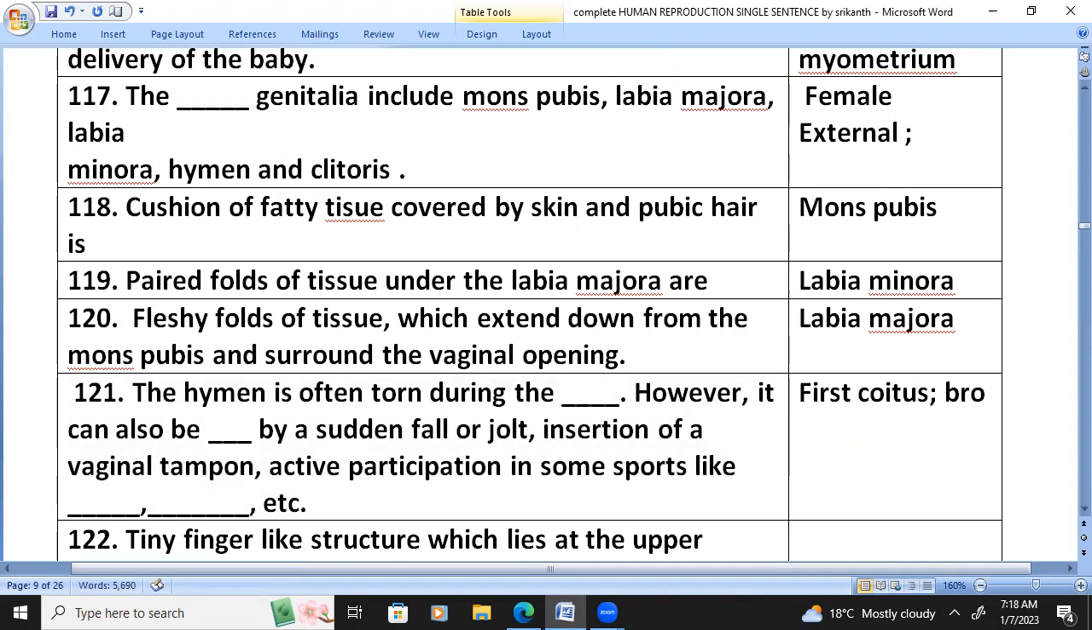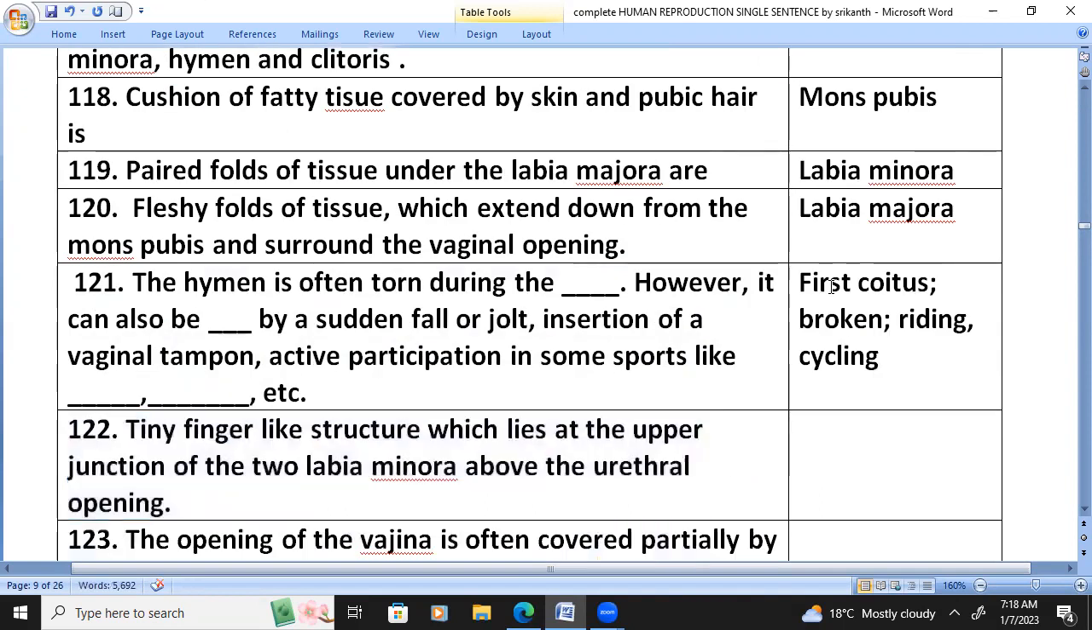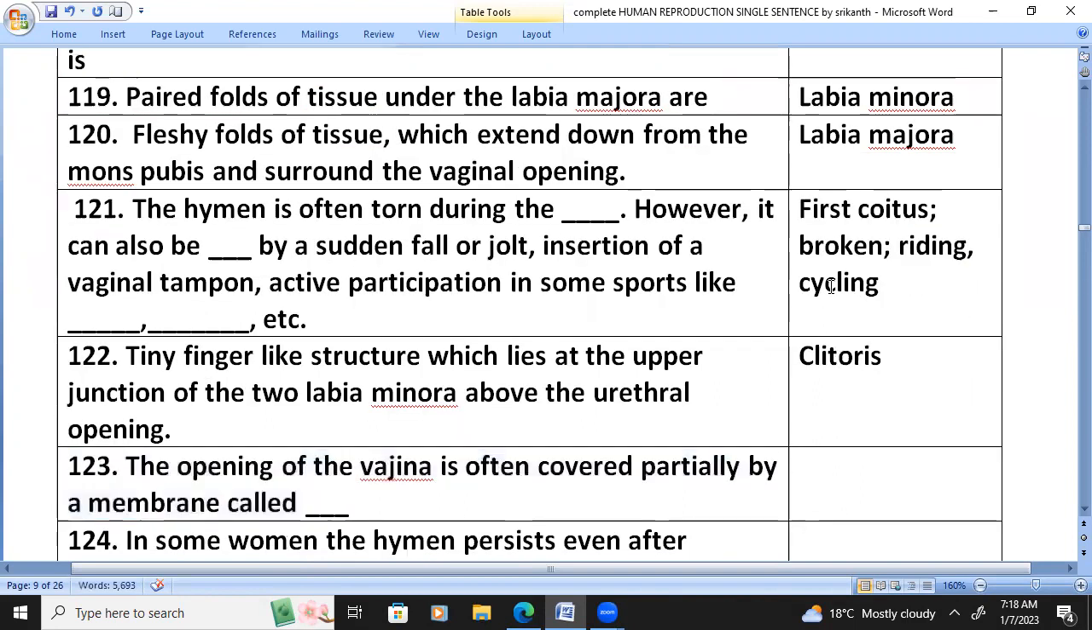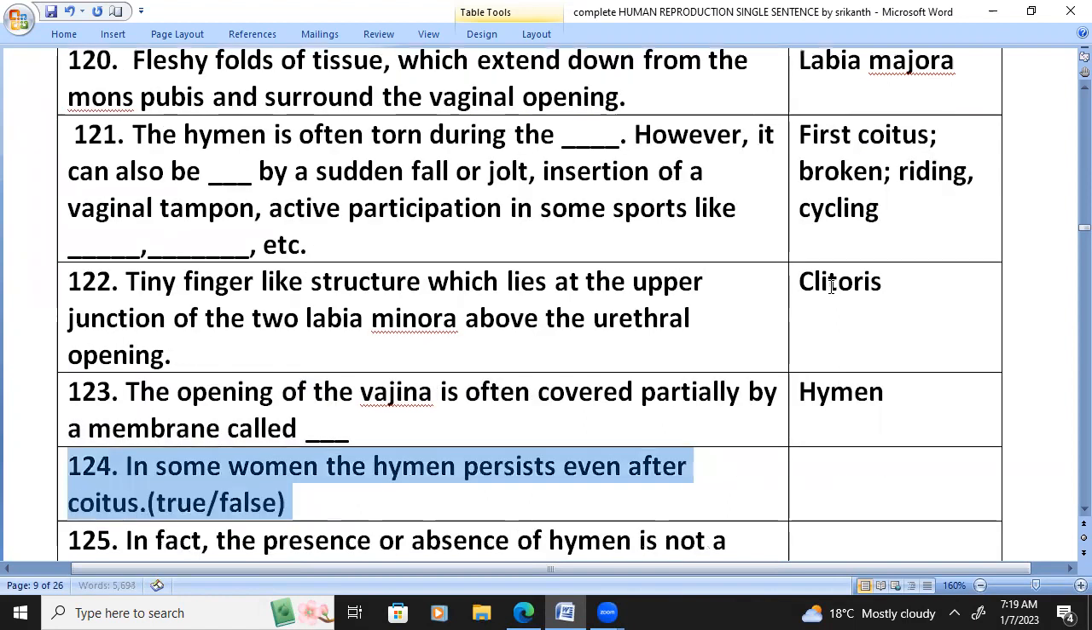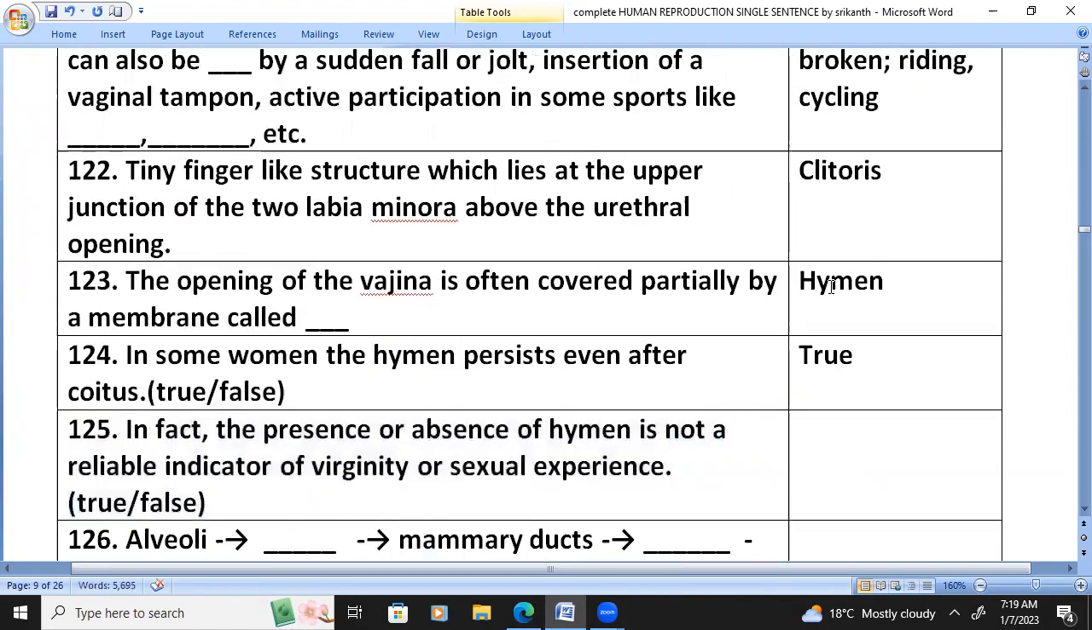The hymen is often torn during the first coitus. However, it can also be broken by a sudden fall or jolt, insertion of a vaginal tampon, or active participation in some sports like riding and cycling. The tiny finger-like structure which lies at the upper junction of the two labia minora above the urethral opening is the clitoris. The opening of the vagina is often covered partially by a membrane called the hymen. In some women, the hymen persists even after coitus. In fact, the presence or absence of the hymen is not a reliable indicator of virginity or sexual experience.